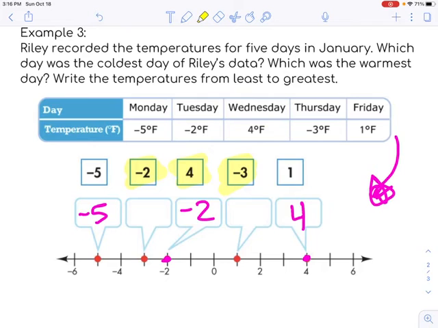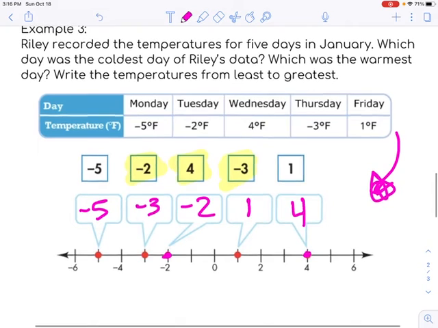The next one, we have negative 3. What integers could negative 3 go in between? Well, negative 3 is going to go in between negative 2 and negative 4. And our last one, the only space left, we have positive 1, which goes in between 0 and 2.